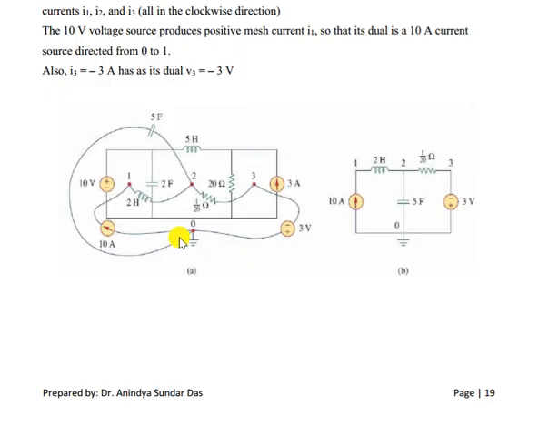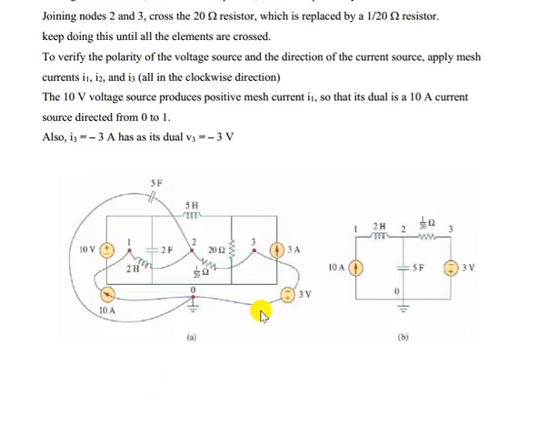Same thing is happening here. Between 1 and 2 we have a capacitor, that goes to an inductor. Resistance changes to conductance. Between 3 and 0, the current source goes to a voltage source, and the voltage source is replaced by a current source. And this will not be between 1 and 3, it should be connected between 2 and 0, that's why 2 and 0. So this is how to draw a dual circuit from any kind of circuit.